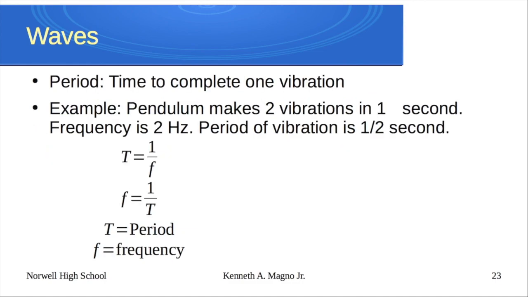Period, again, is the time to complete one vibration. So if a pendulum did 2 vibrations in 1 second, frequency is 2 hertz. The period, though, wouldn't be 2 hertz. It'd be 1 second divided by 2 vibrations, which is a half of a second. And again, just as a reminder, period is the inverse of frequency, and frequency is the inverse of period.